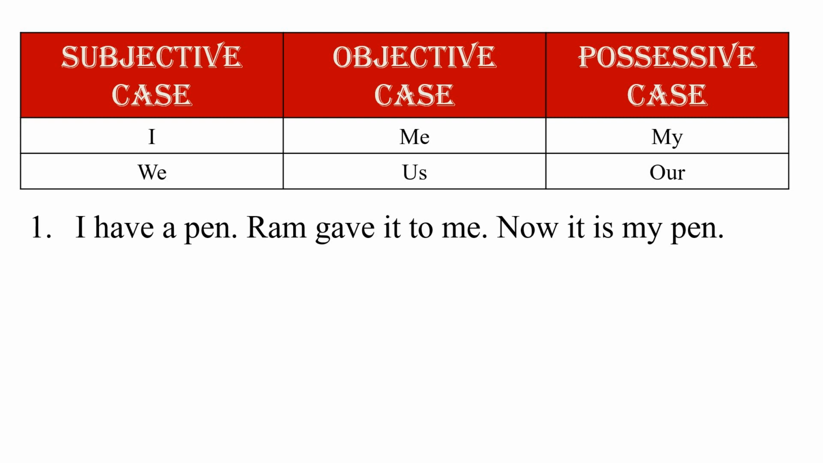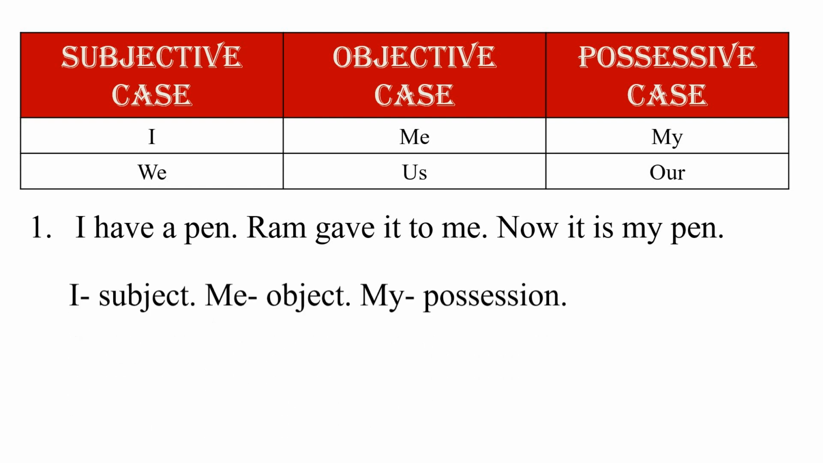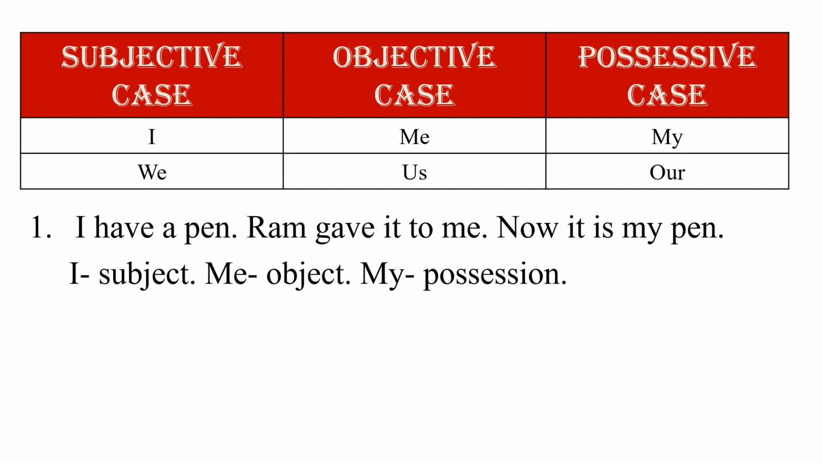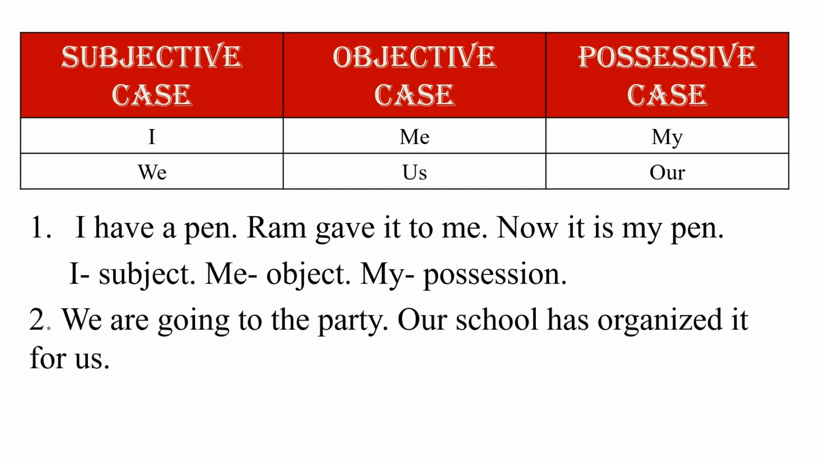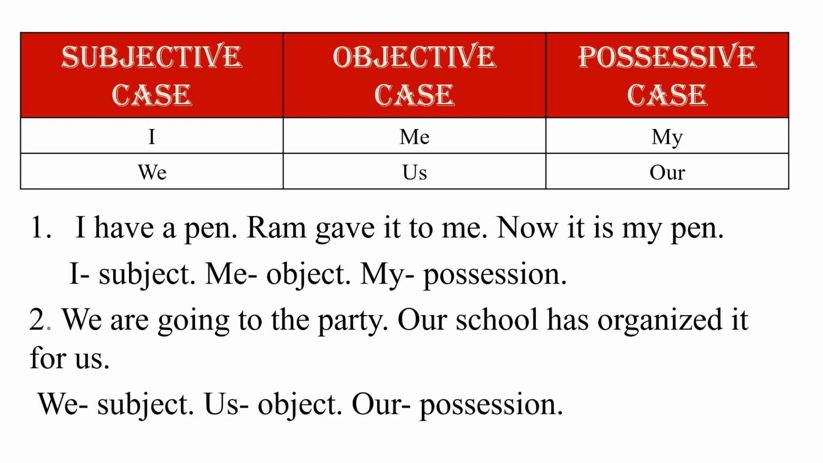In the first sentence, I is used at the place of subject. In the second, me is used at the place of object, and in the last one, my has the right on the pen, so it is in possessive case. We are going to the party. Our school has organized it for us. Here also we का use हुआ है subject के place पर. Our shows the possession to the school and us का use हुआ है at the place of object.